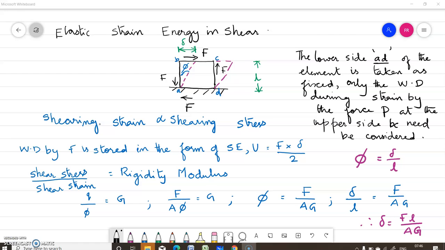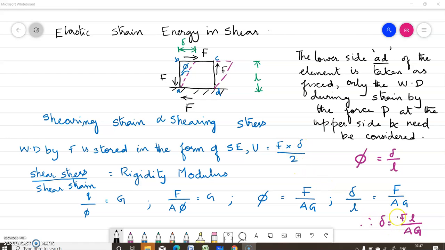So in the case of shear also you can find out what is the elastic strain energy. You consider a small element subjected to shear force F. It is in pure shear. The lower side AD of the element is taken as fixed, and only the work done during the strain by the force P at the upper side is considered. Here also shear stress is proportional to shear strain, and you can form an equation: work done is equal to shear force into deflection by 2, that is F into delta by 2.